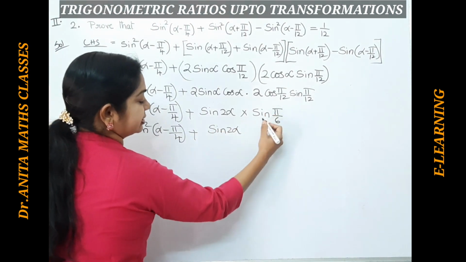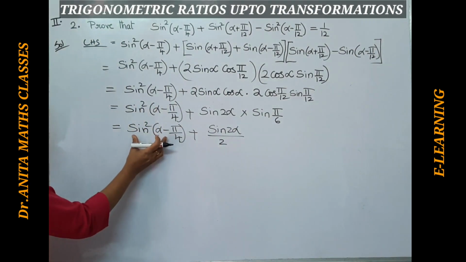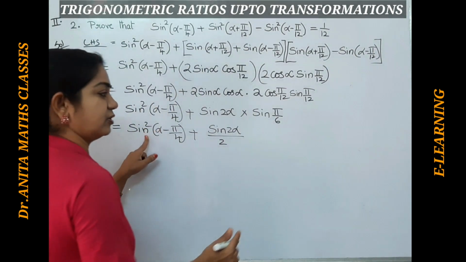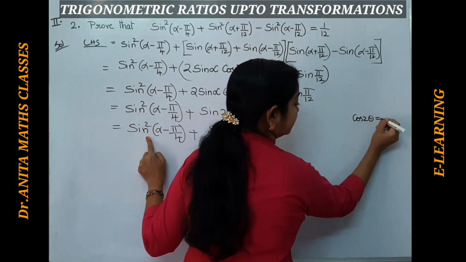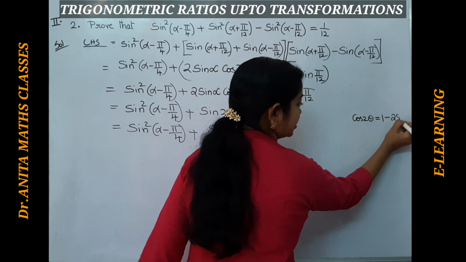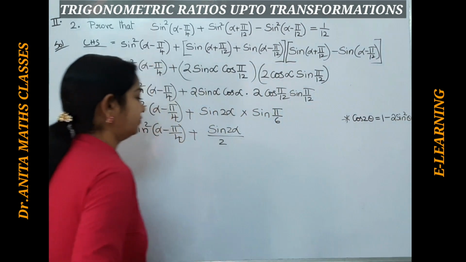This is sine 30. Sine 30 is 1 by 2. So by 2 we can take it here. Now we will write this in the form of the cos 2 theta formula. So cos 2 theta in terms of sine is 1 minus 2 sine square theta, isn't it? So in that way we will use this.